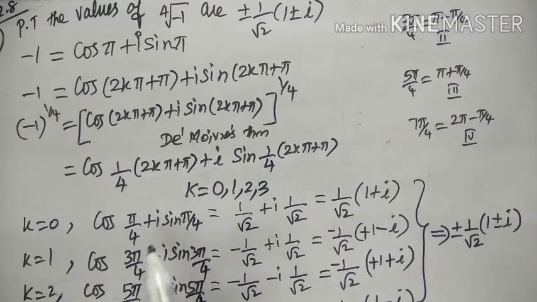And remember, first quadrant, both are positive. Second quadrant, cos negative, sin positive. Third quadrant, both are negative. Fourth quadrant, cos positive, sin negative. Combining all the four values, we arrive at the expected result.